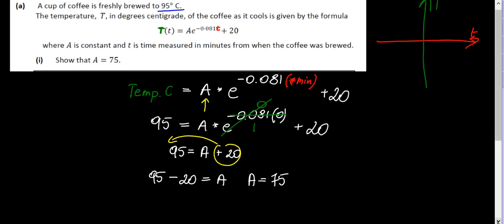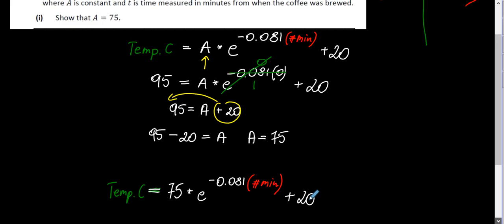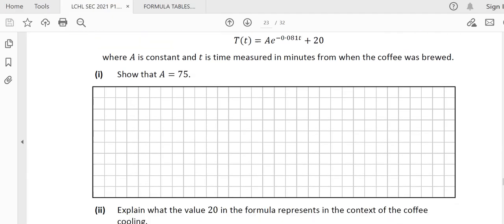So now we have the full equation. Now we can say that the temperature of the coffee equals, change the color, 75 multiplied by e to the power of 0.081 multiplied by number of minutes, and then plus 20. Okay, let's have a look at the next part of this question.